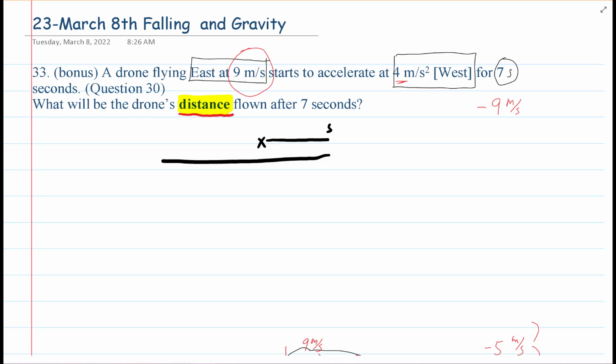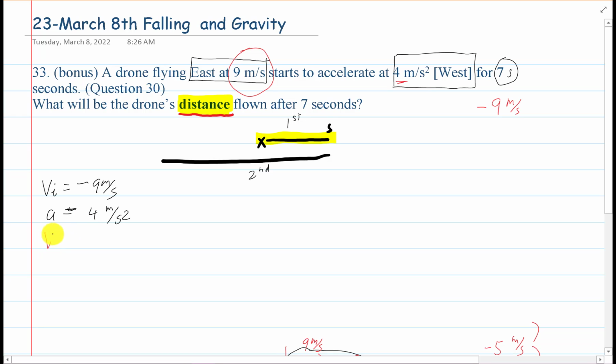We have to do them separately, because if we try to do it combined with a displacement formula, we're going to subtract here, and we don't want to subtract. So we do the first part and then the second. The first part has an initial speed of negative 9 meters per second and an acceleration of 4 meters per second squared. And here is the light bulb moment. The final velocity is 0, because at this point it stops to turn around and go back.